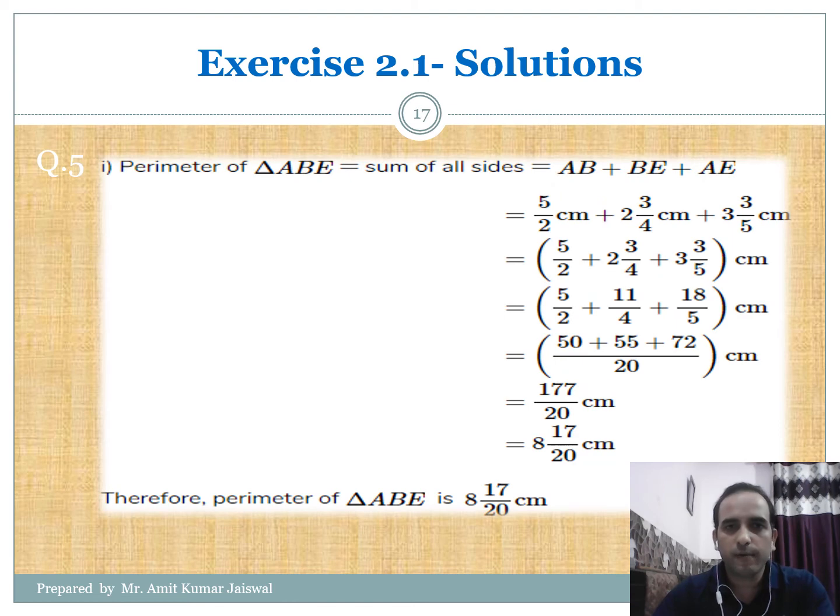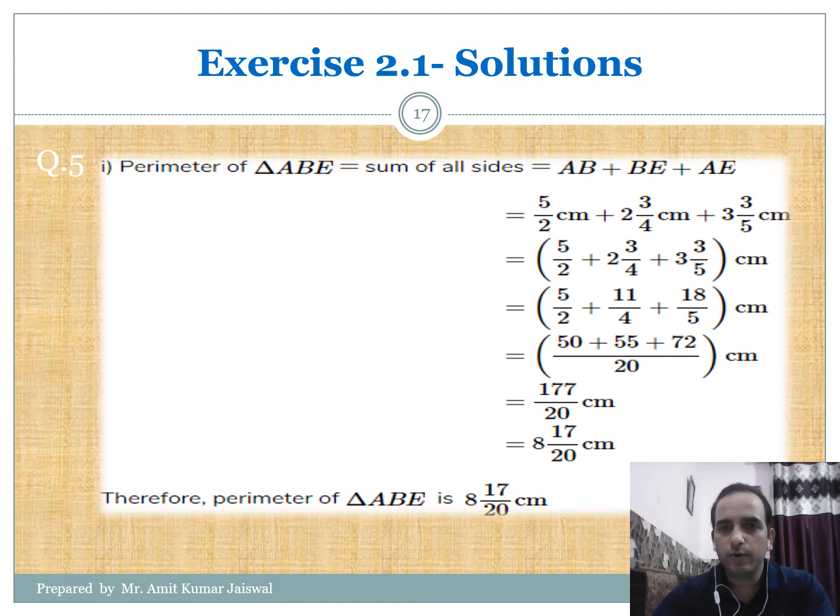Now question number 5, again we are supposed to find the perimeter of triangle ABE, where for the perimeter of a triangle, we add all the sides given to us. So the side lengths given are 5 by 2 centimeter, 2 3 by 4 centimeter, and 3 by 5 centimeter. So we have added all the parts, and the mixed fraction gets converted into an improper fraction: 2 3 by 4 means 2 plus 3 by 4, and when you add 2 plus 3 by 4, it becomes an improper fraction, that is 11 by 4.